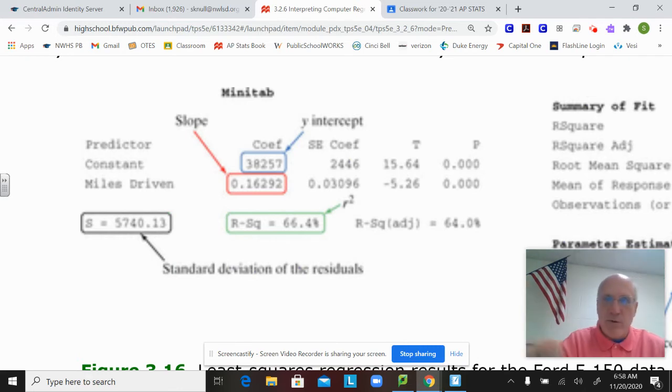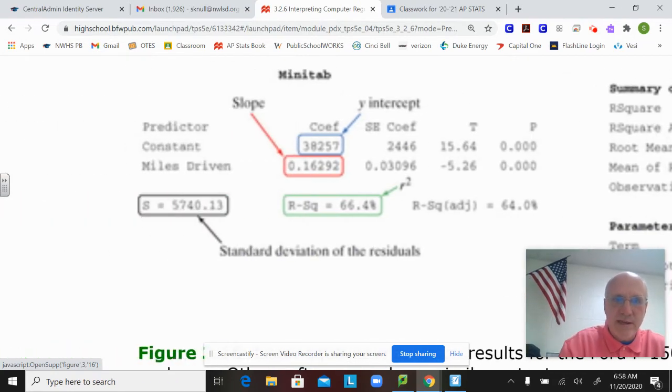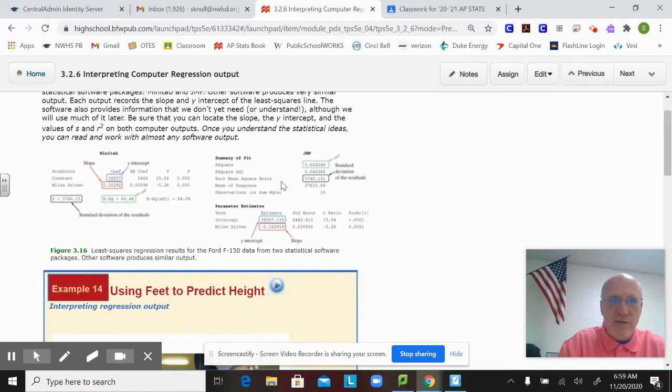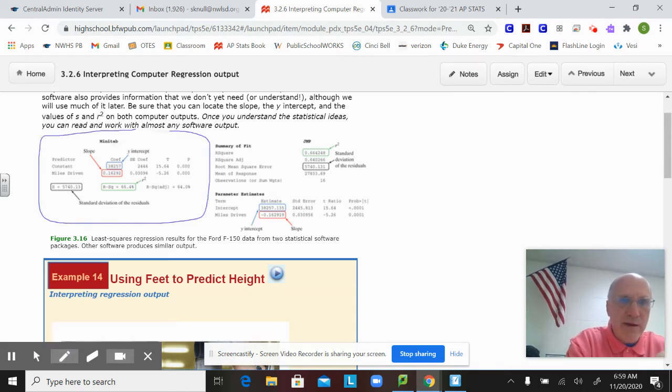So this table, just let me clarify this. Just this, not this stuff over there. Just this. I guess by zooming out, there it is. I lost my ability to write on the screen, which is weird. So we're looking at this Minitab output right there. Okay.